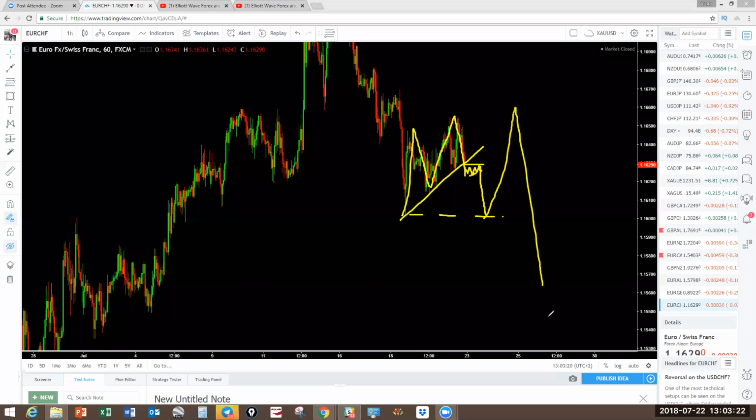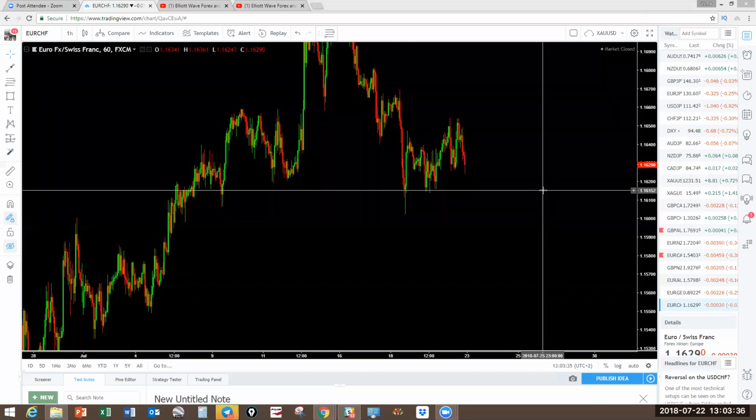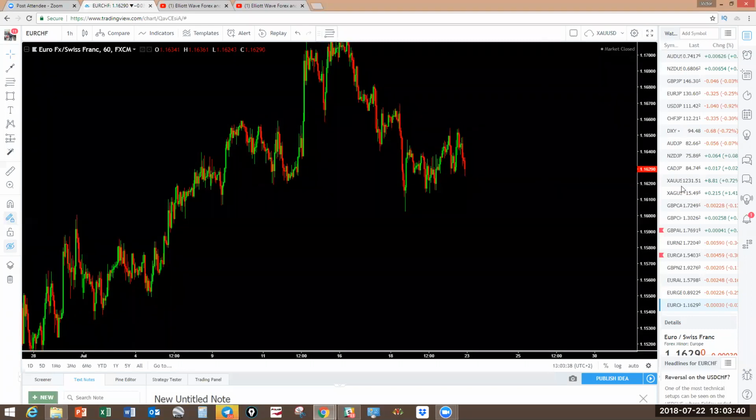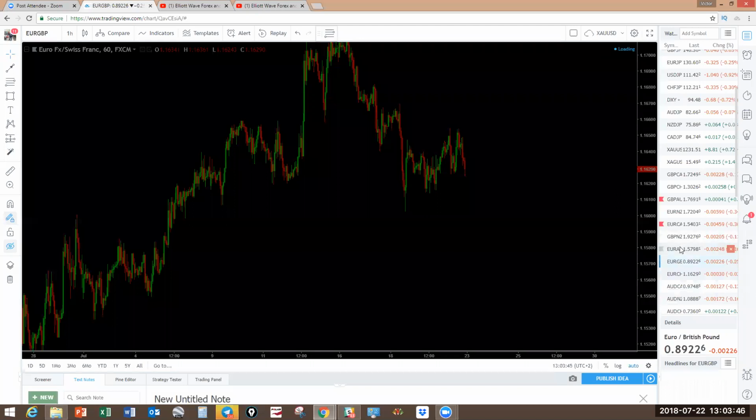This can come and do this one. But as far as the strategy that we use in our group is concerned, you guys know what I'm talking about. This will come down with the rest of the euro pairs. You can see all the euro pairs are looking to the downside and they're all correlated. So that's EURCHF. Let's look at EURGBP. Before that, EURAUD.